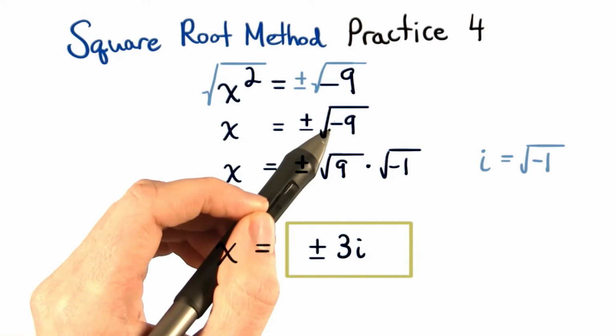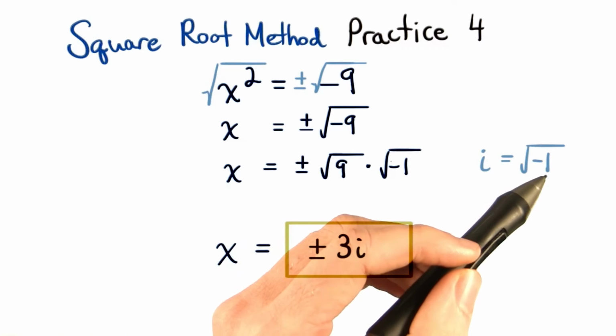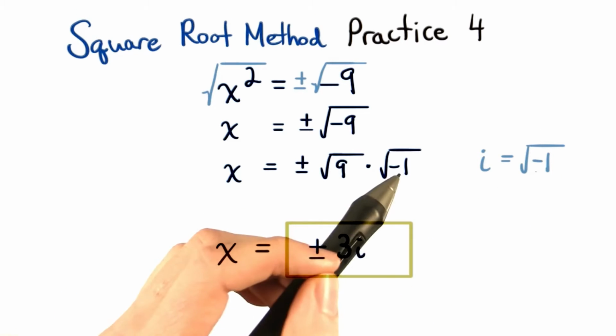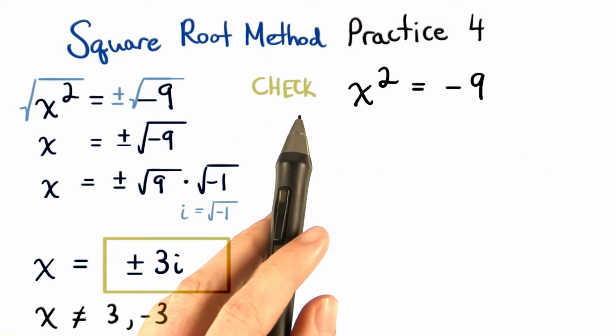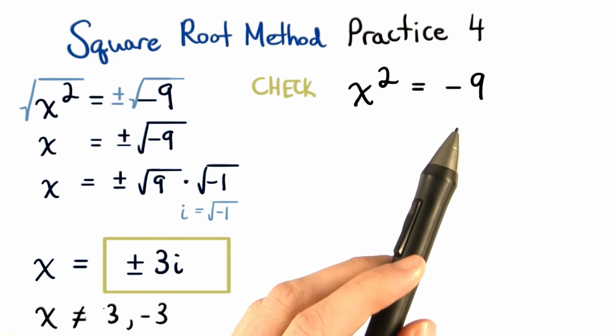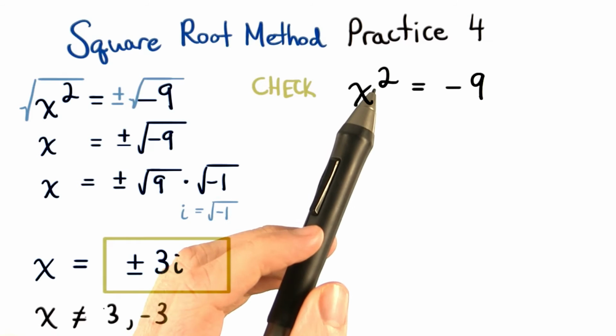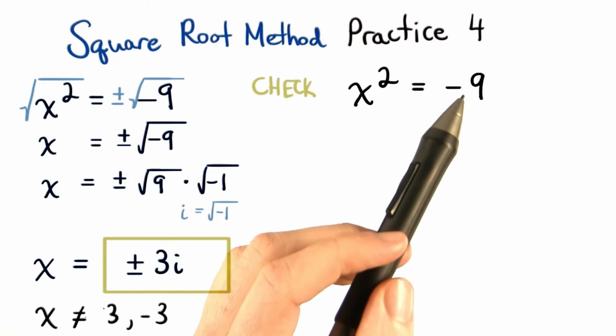We can break this radical down into the square root of 9 times the square root of negative 1. Then we replace the square root of negative 1 with i. We can also check our result. We know the answers are not 3 and negative 3, since 3 squared would equal positive 9, not negative 9. Also, negative 3 squared would be positive 9, not negative 9 like we want in our equation.